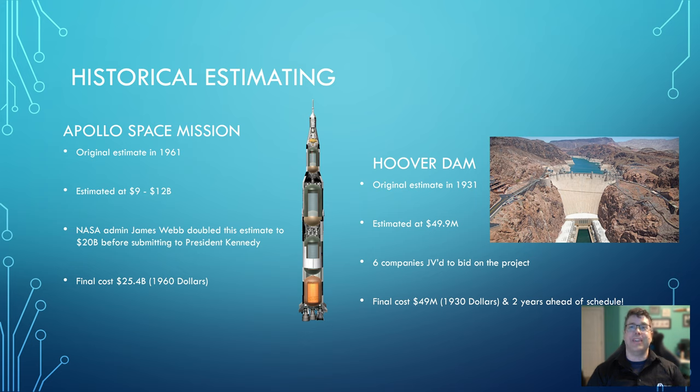Then the other one was the Hoover Dam, originally estimated in 1930 to be $49.9 million. Six companies got together in a massive joint venture because nobody had built anything like this before. But these companies stepped up and said, we're going to do this. So they bid the job. They figured it was going to be $49.9 million. The final cost came in at $49 million. So almost $1 million under budget.